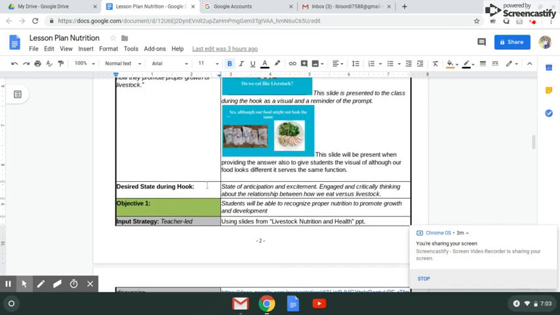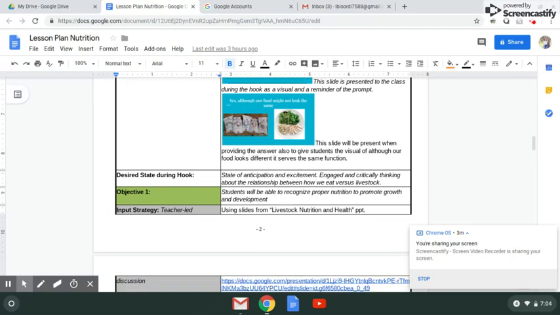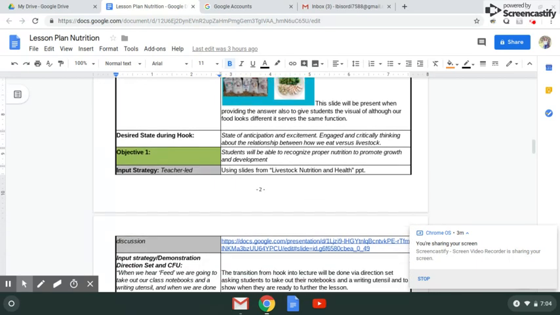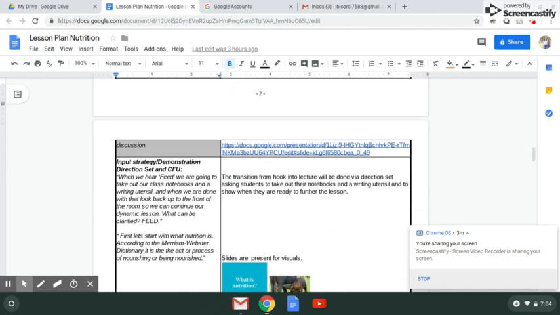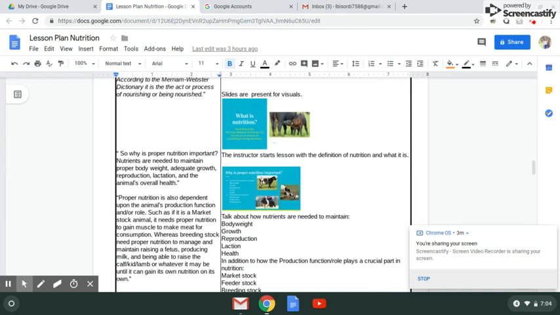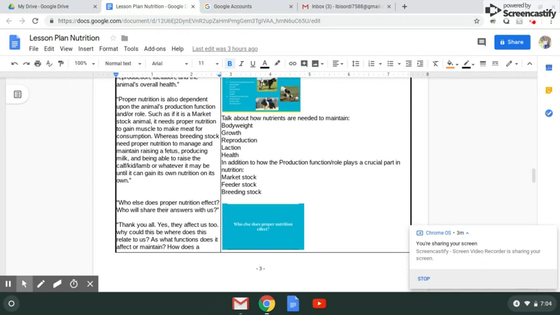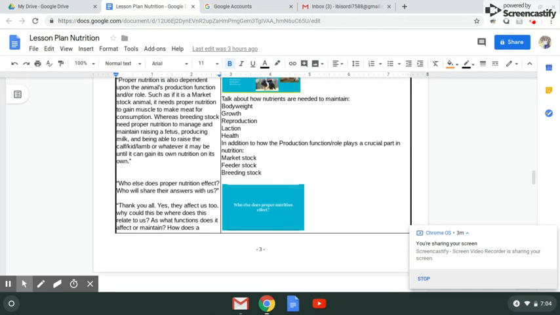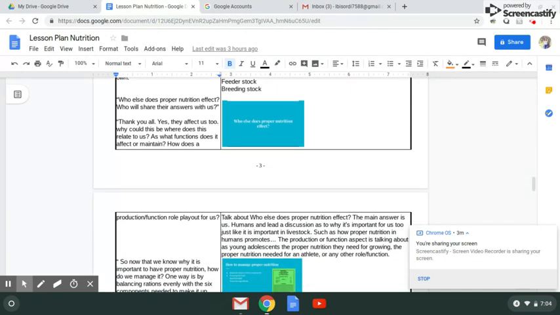Down here, we have the desired state during the hook: a state of anticipation and excitement, engaged in critically thinking about the relationship between how we eat versus livestock. That's what we want our students to be doing and feeling. Then the first part is that PowerPoint you witnessed, just giving them the general idea of what proper nutrition is and generating those meaningful conversations again.